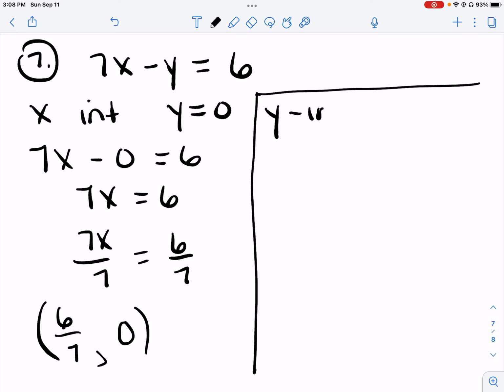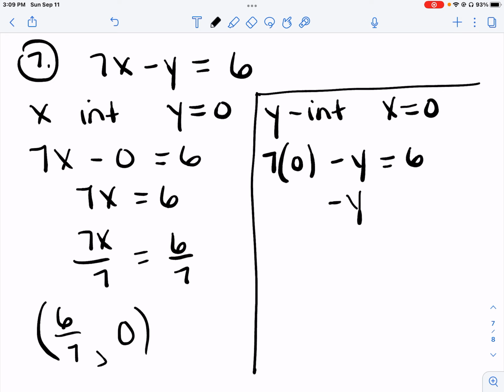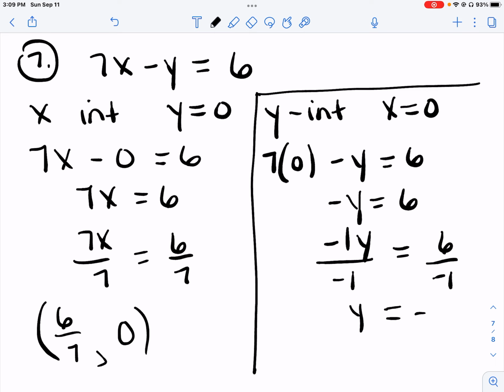The y-intercept is when x equals 0. So put 0 in for x. So minus y equals 6. Divide by -1. So y equals -6 when we plugged in 0 for x.